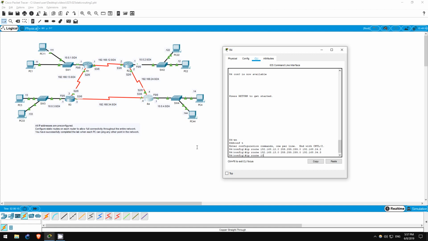IP route 10.0.1.0, 255.255.255.0. We have a choice here between two equal distance routes, but let's go with R2. So 192.168.24.2. IP route 10.0.2.0, 255.255.255.0, 192.168.24.2. R2 is the next hop. And last one, IP route 10.0.3.0, 255.255.255.0, 192.168.34.3. R3 is the next hop. That's all for R4.